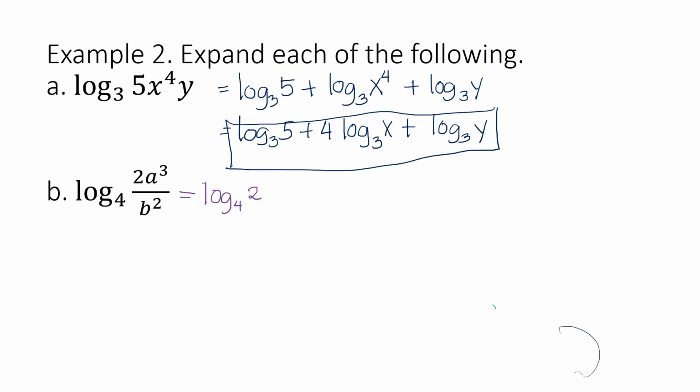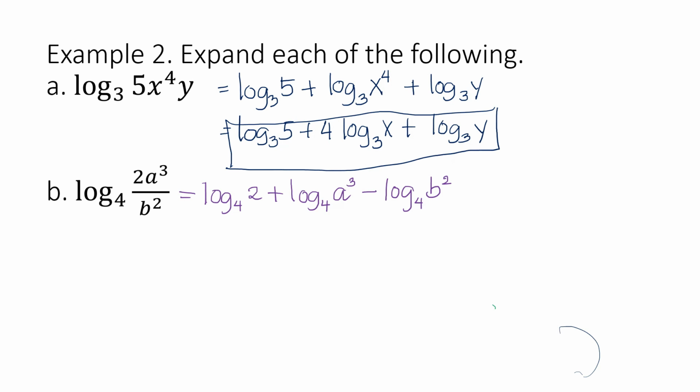What will be next? We have another factor, so we'll apply first the product law. Plus, that's the product law, logarithm of a cubed, still to the base 4. Next, we'll apply the quotient law. So this will be minus logarithm of b squared. B squared is still to the base 4.